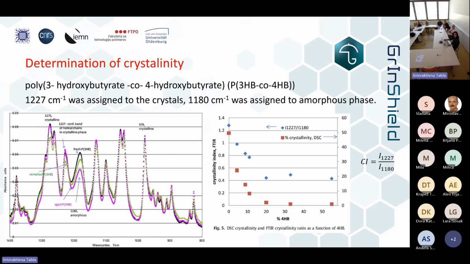But once we have it, why is this important? This method could be used for determining the degree of crystallization in water suspension, for example, because in this region there was no influence of water. And using FTIR, we could determine the degree of crystallinity of any sample, also if it's a suspension in water.